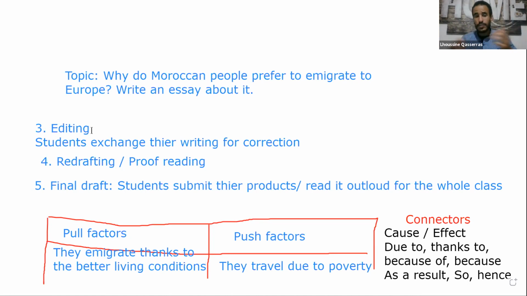Okay. Yes, by the way, you can have many names for the stages. Some call them brainstorming, number 1, number 2, planning, number 3, first draft, number 4 is editing, number 5 is proofreading, and number 6 is final draft. Some call them like this, okay? Planning, first draft, editing, etc. But all of them have got the same function.